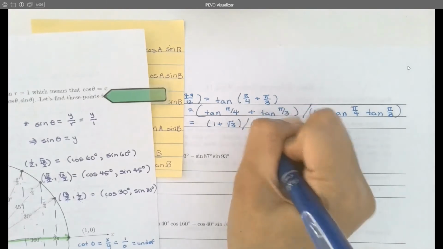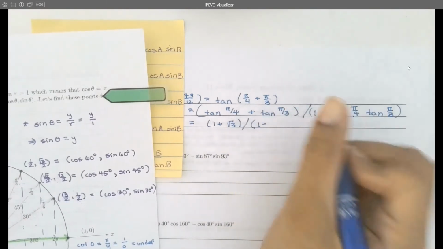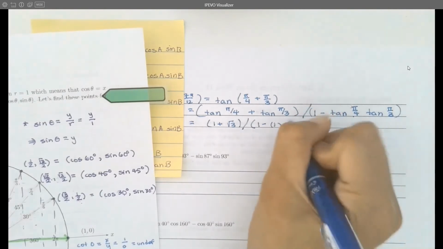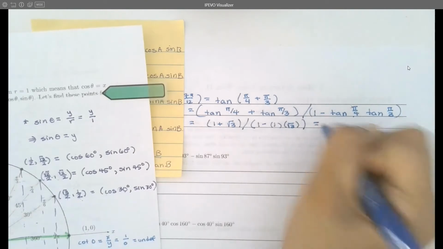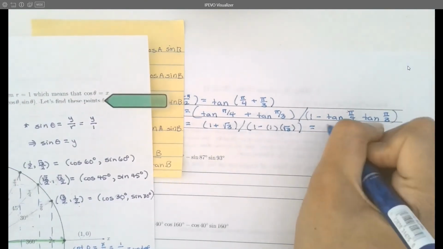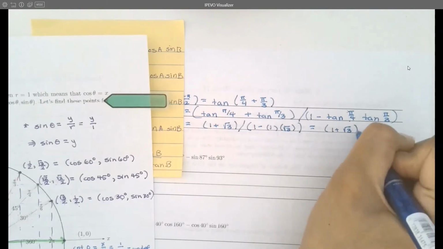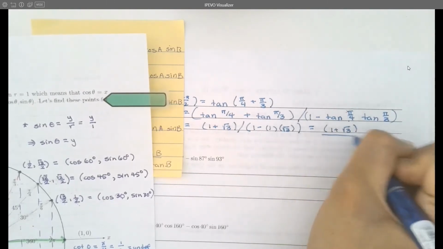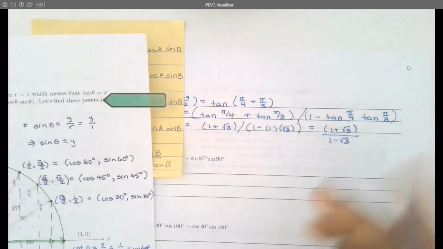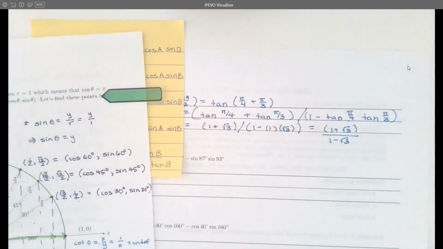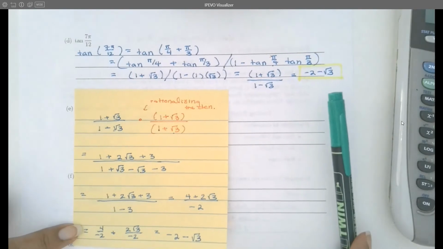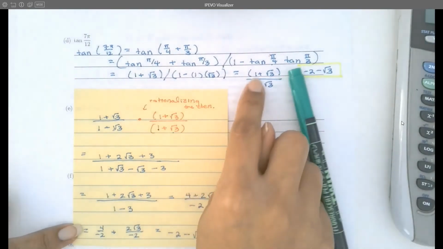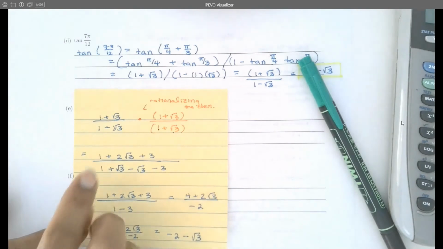And then in the bottom we'll have 1 minus tangent of pi over 4, which we said was 1, times tangent of pi over 3, which we said is radical 3. So in the end, well, not completely the end, we have 1 plus square root of 3 over 1 minus radical 3. And if you recall, we don't like to leave radicals in the denominator for any problem.